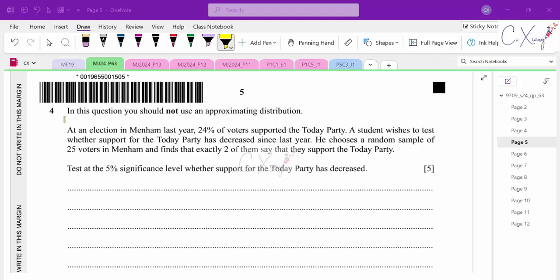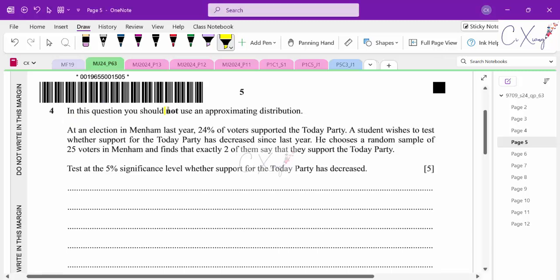Okay, so question number 4. In this question, you should not use an approximating distribution. So they are not going to change any distribution to become the other one, right? So they are talking about maybe a place or a city. There are 24% of voters who supported the Today party.